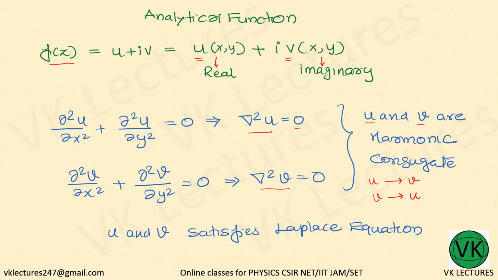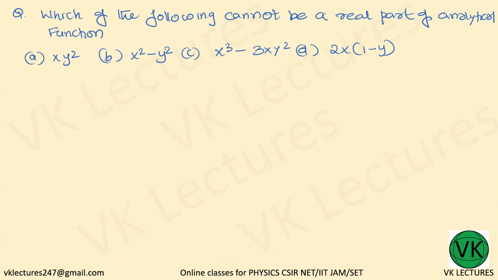So in the next application we are going to find how we can get u when v is given, as well as v when u is given. Which of the following cannot be the real part of an analytical function? Any analytical function, which of the following cannot be the real part?